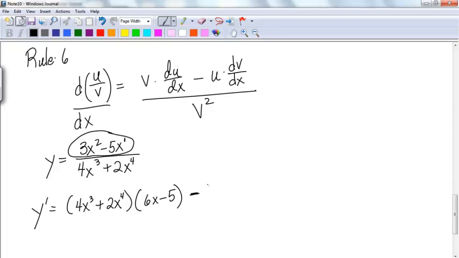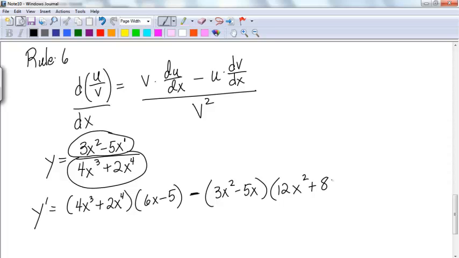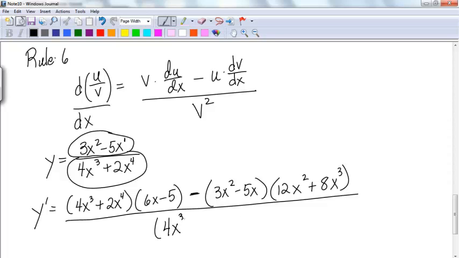Okay, minus. Leave the u the same, so you leave the 3x squared minus 5x the same, times the derivative of the denominator. So you look at the denominator. What's the derivative of that? 12x squared plus 8x cubed. And it's all over. Here's the most common mistake: people forget it's all over that denominator. And most of the time you don't square that out, you just write it like denominator squared. Okay?